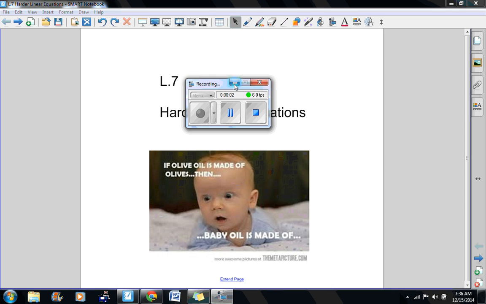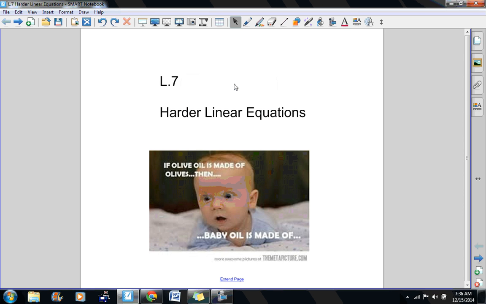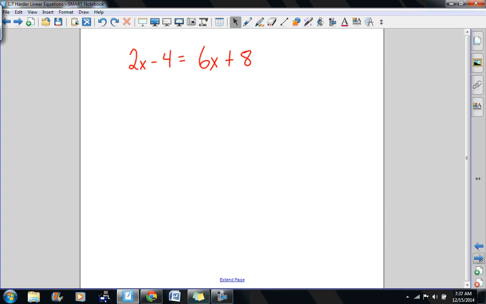Hello, 8th grade. We're going to be working on L.7, which is harder linear equations. There are 3 assignments in here. I'm going to be doing 2 examples that could show up on each assignment. So, moving to the first one. This is from the Orange Book PDF.